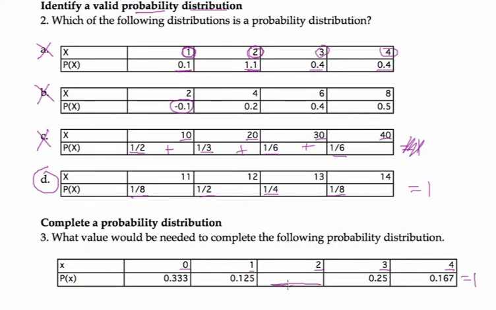But we need to find this number. Well, we know they add to 1. So you just take 1 minus the rest of these things, and you'll get your answer, 0.125.